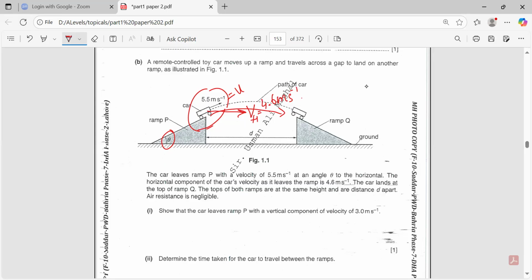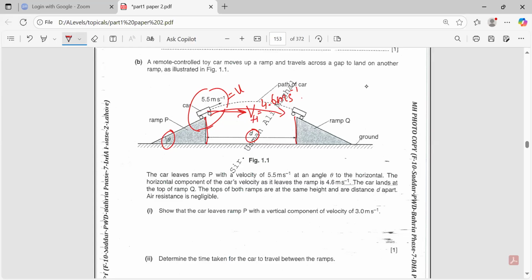And the car lands at the top of ramp Q. The tops of both ramps are at the same height. Both of the ramps are at a similar height, and they are apart by a distance of d. And in this specific question, air resistance is negligible. So let's see what is being asked in this specific question.